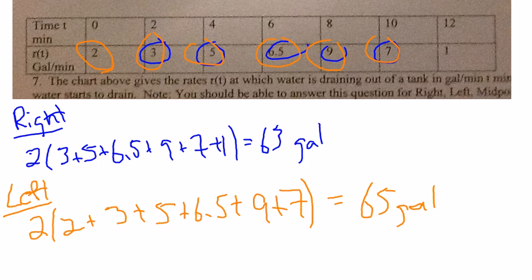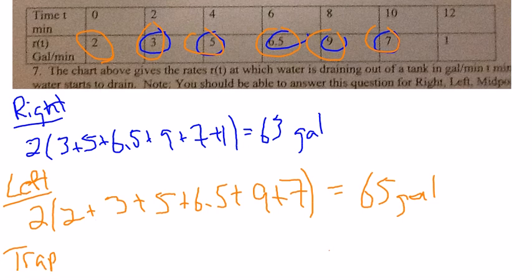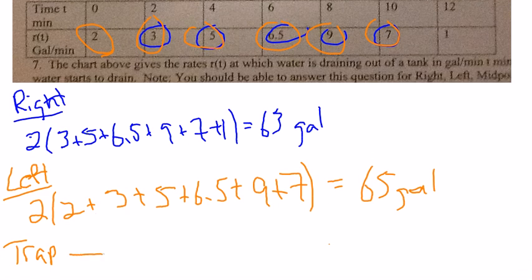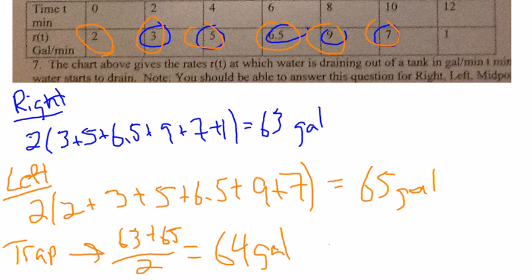I'm going to do the trapezoid rule next, because in order to do the trapezoid, I just do the average of the two, left and right. So I take 63 plus 65 divided by 2. That clearly gives me 64 gallons. And I'm good with that.